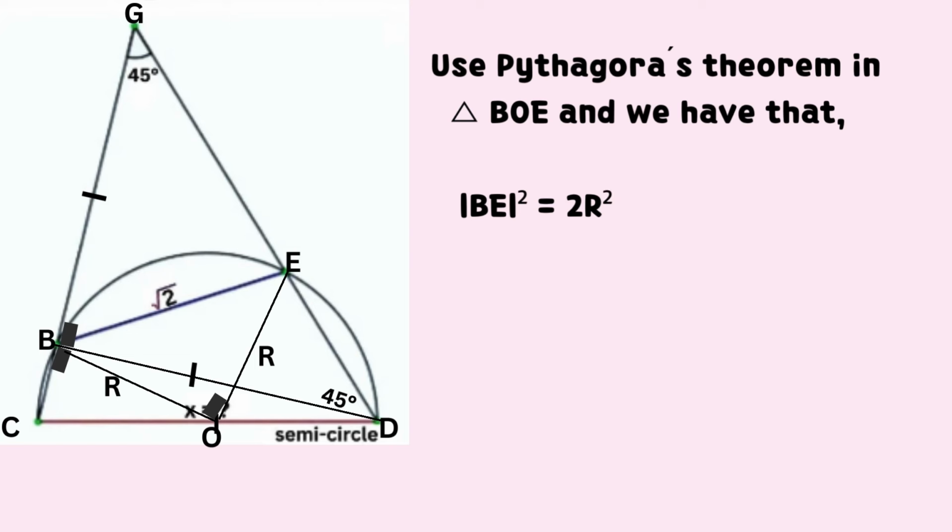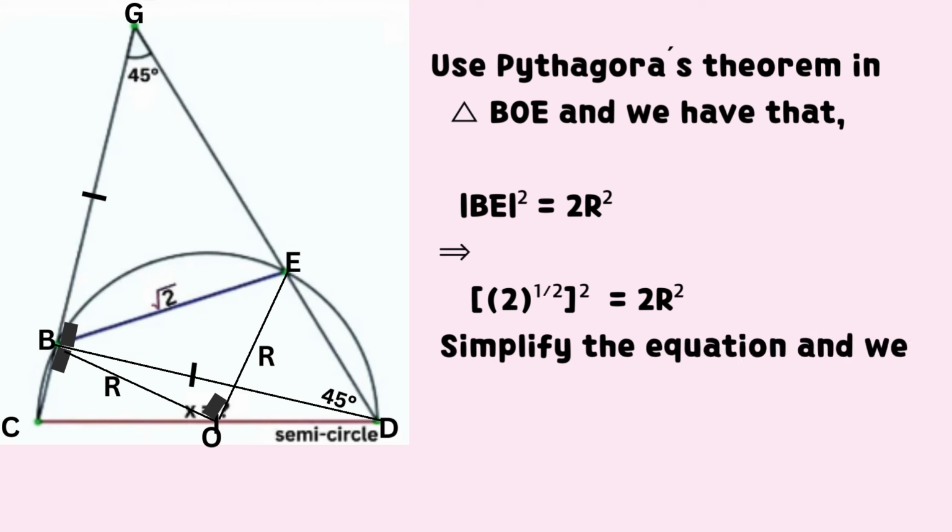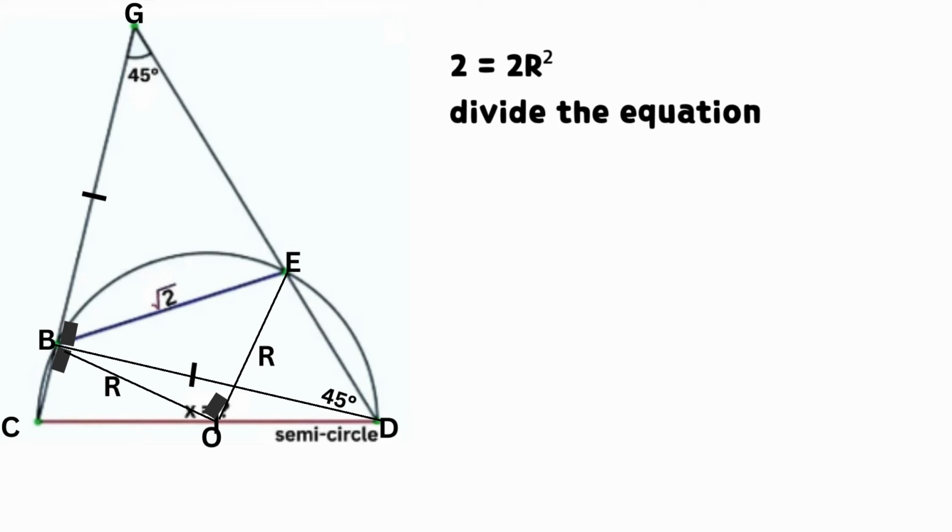Use Pythagoras theorem in triangle BOE and we have that the square of the length of line BE equals the product of 2 and the square of R. This implies that the square of the square root of 2 equals the product of 2 and the square of R. Simplify the equation and we have that 2 equals the product of 2 and the square of R.